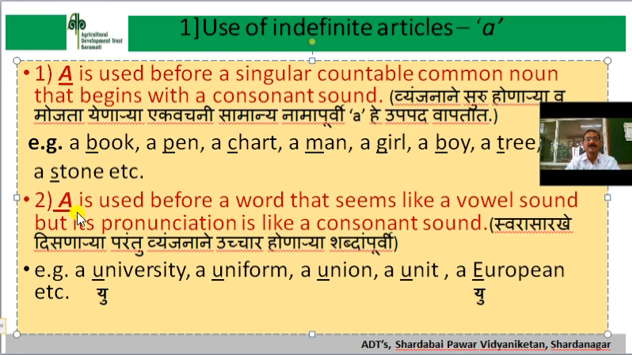Second, a is used before a word that seems like a vowel sound but its pronunciation is like a consonant sound. Let us see the example. A university. This word university begins with U. U seems like a vowel, but its pronunciation is like a consonant sound. That's why a is used.